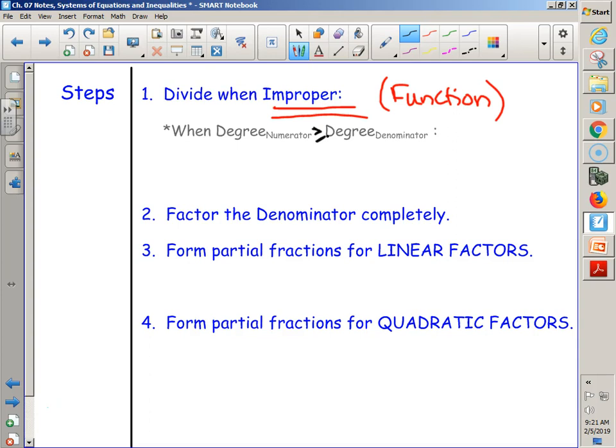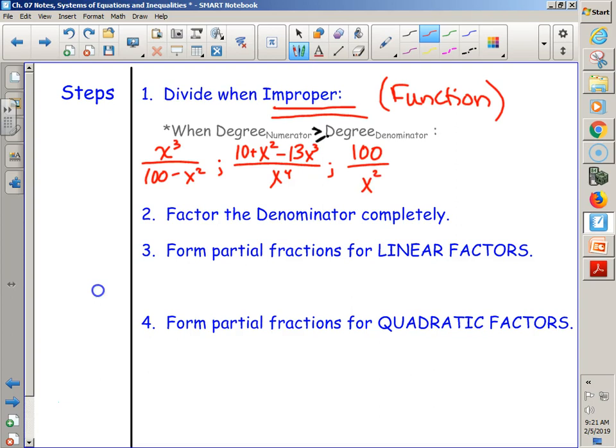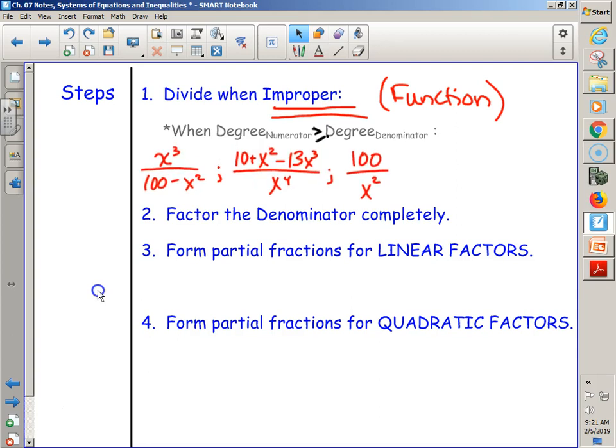So if I was to give you a few examples, just really quickly. Let's say I was to give you something like x cubed all over 100 minus x squared. If I was to give you 10 plus x squared minus 13x cubed all over x to the 4th. If I was to give you 100 all over x squared. Which of the following, 1, 2, or 3, are improper? Just one? All of them? Which one's improper?